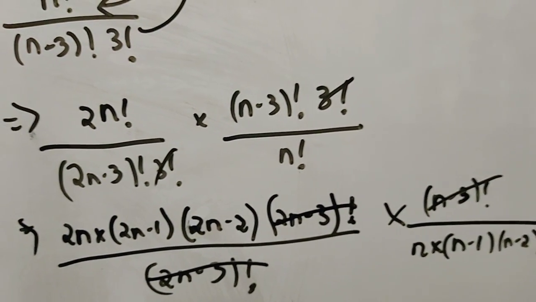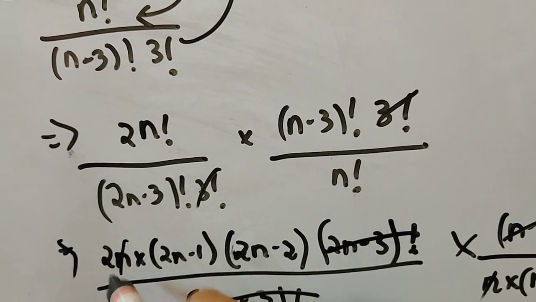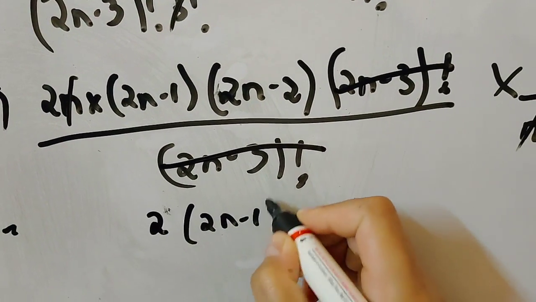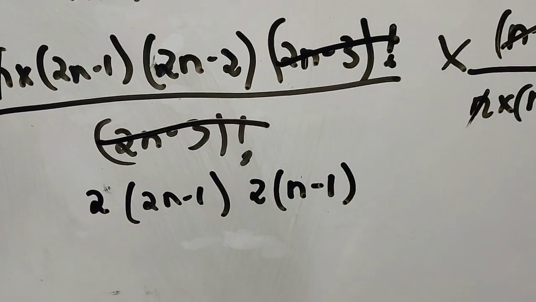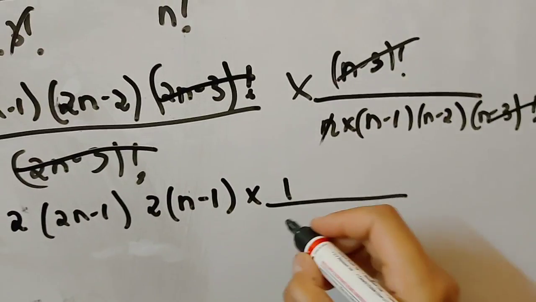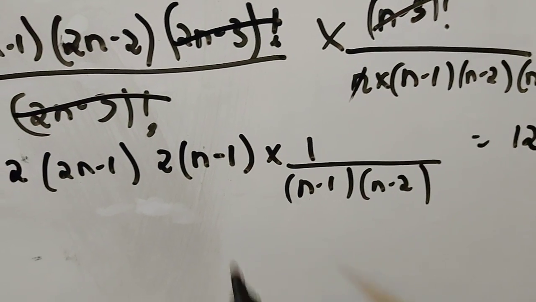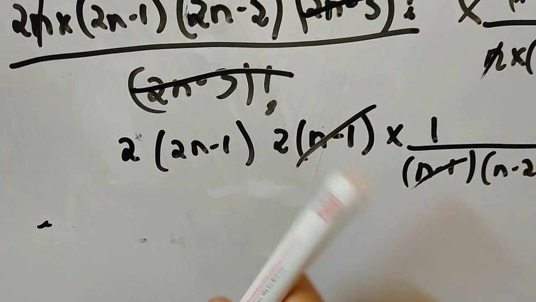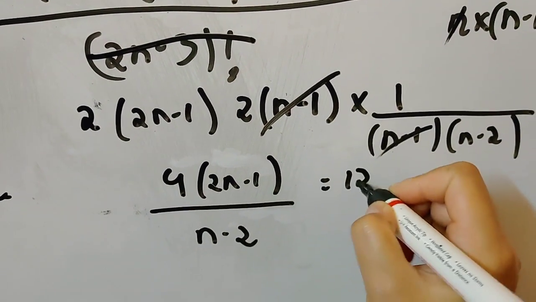Now you see here this n and this n, now I can cancel. This n and this n I can cancel. So 2 times (2n minus 1). Now you see here 2n minus 2, I can take 2 common, so it will become 2(n minus 1), into 1 by this side. (n minus 1) and (n minus 2) will be left, and this side is 12. Now you see why I took common, so that this and this I can cancel. So what is left with me is 4(2n minus 1) divided by (n minus 2) equal to 12.